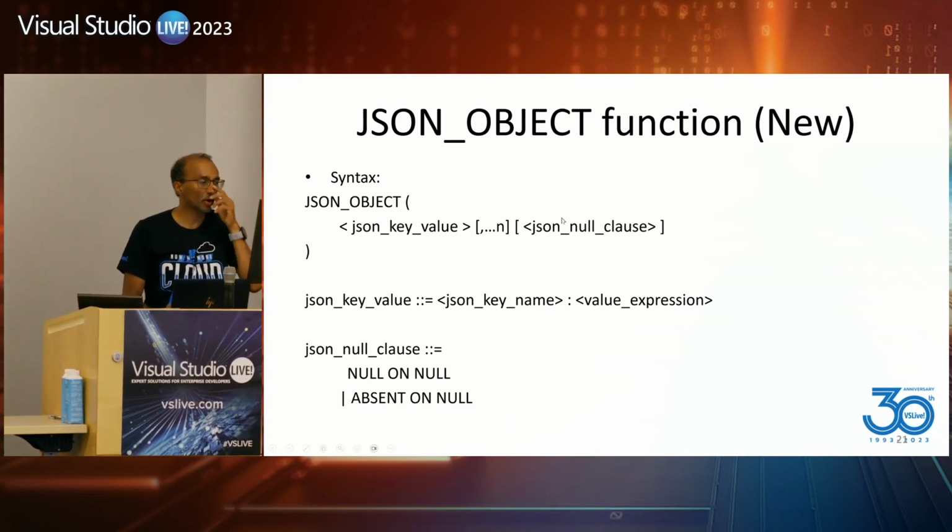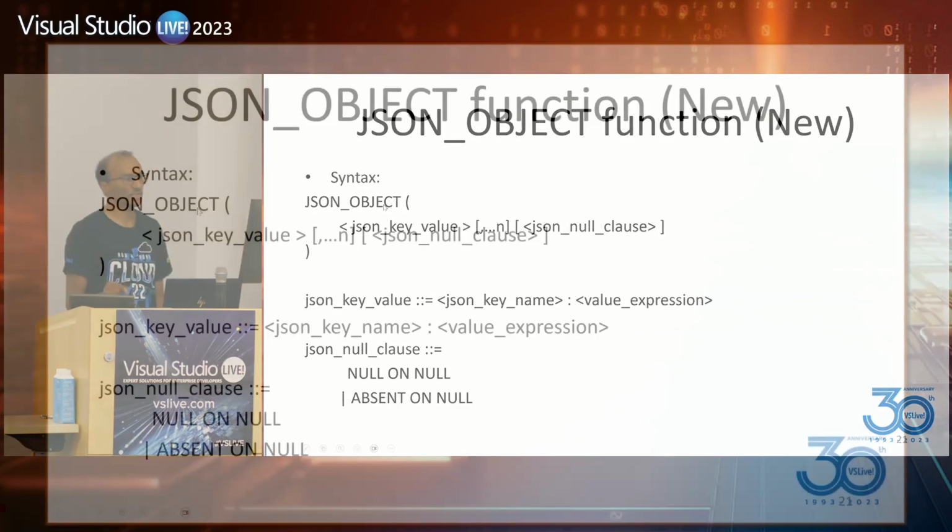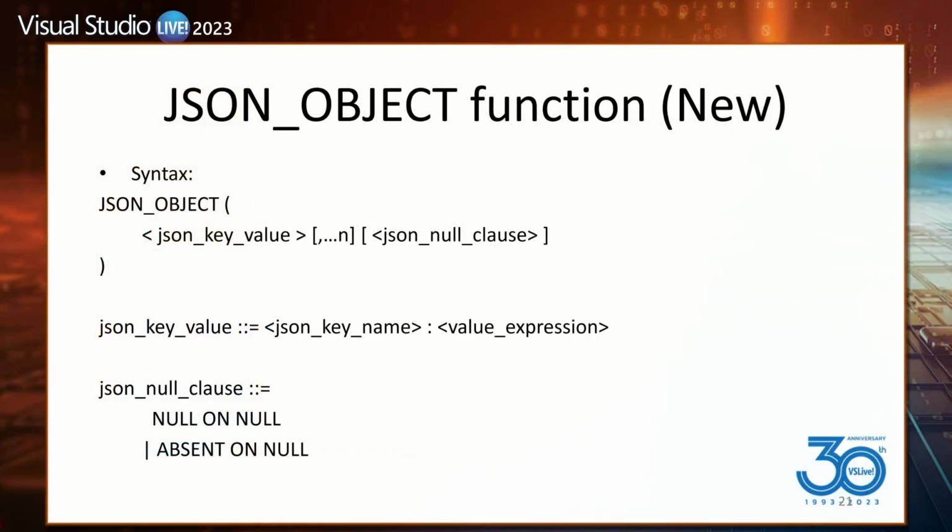Otherwise, if it's a normal string, it will format it. I'll show you an example of it. So this function basically takes a bunch of key value pairs, right? And you can say, okay, if I find a null, what do you want to do with the null? Do you want to still put a null value in that property or just remove the whole property? So it's a simple control.